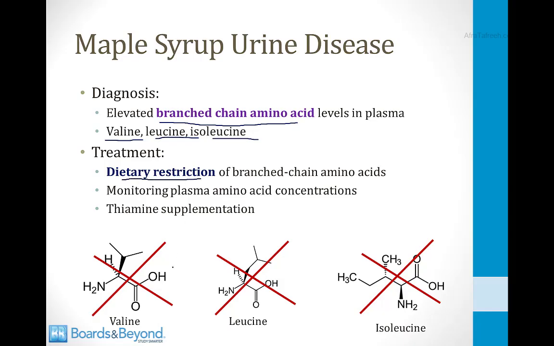So as I've shown you at the bottom of the screen, you want to eliminate valine, leucine, and isoleucine from the diet. People with this condition often have their plasma amino acid concentrations measured to make sure they're not eating too much of the branched chain amino acids. Thiamine supplementation is also often performed because this is a cofactor for the alpha keto acid dehydrogenase enzyme, and you want to try to maximize whatever of that enzyme is left functioning inside of cells.